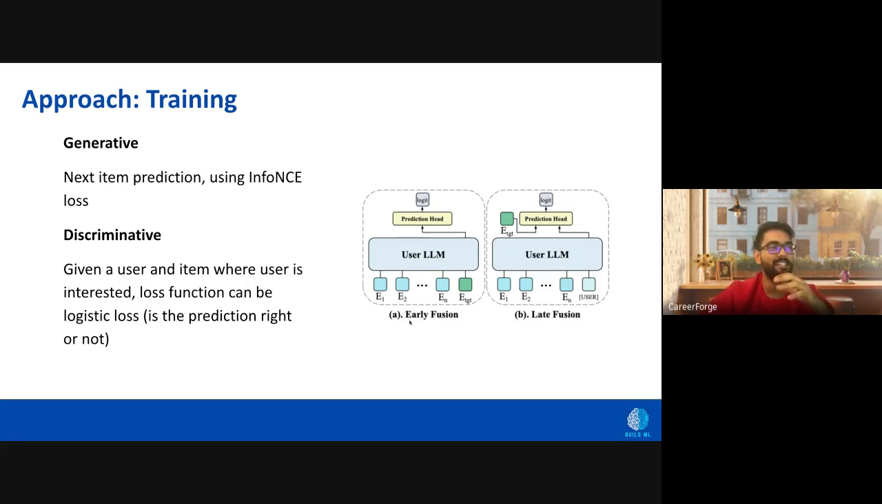So this is how the discriminative task is trained, and the generative task is pretty similar in the sense that you feed the embeddings to the user LLM. This target is in there, the prediction head, logit, none of this is there. The embeddings are fed into the user LLM, and it tries to predict the embedding for the next item. And the InfoNCE loss works on that embedding that's outputted from the user LLM. So yeah, this is how training is set up.